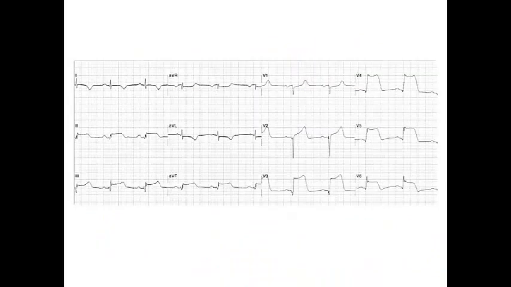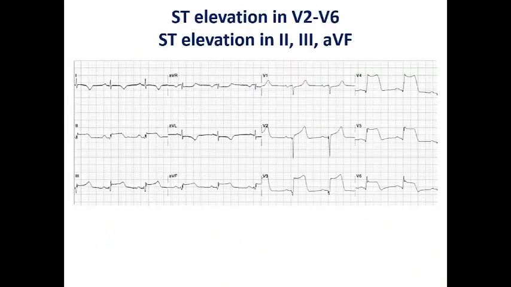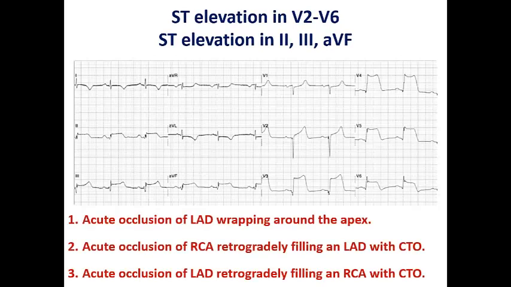So here is an example that the patient is having ST elevation from V2 to V6, and also there is ST elevation in inferior leads. So it has a possibility of acute occlusion of LAD wrapping around the apex, acute occlusion of right coronary retrogradely filling an LAD with CTO, or the opposite, acute occlusion of LAD retrogradely filling an RCA with CTO.